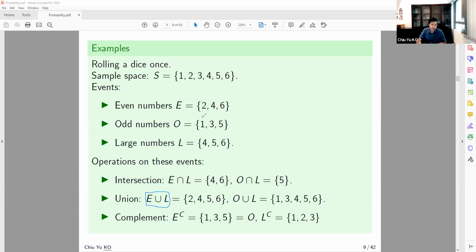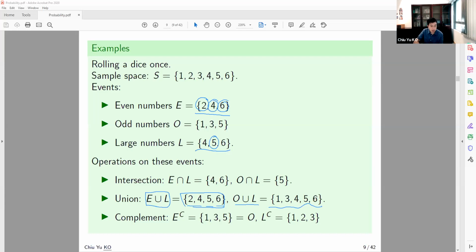Union is trying to pick up everything there, okay? It appears twice, doesn't matter. 2 is here, 6 is here, 4 is here, 6 also here, and 4 is already there, it's fine. 5, we put it here, 6, we're already there, so that's why we have 4 here. And O union L, okay? You can see everything here except 2, so that's why we have 1, 5, 4, 1, 3, 4, 5, 6.